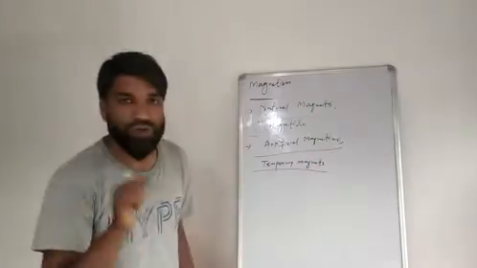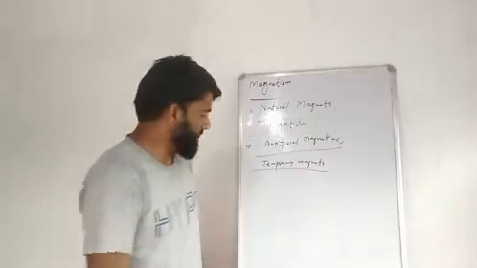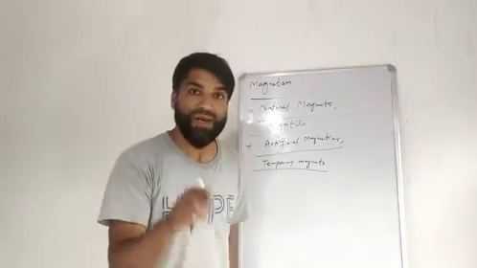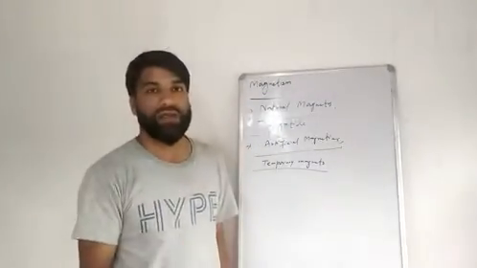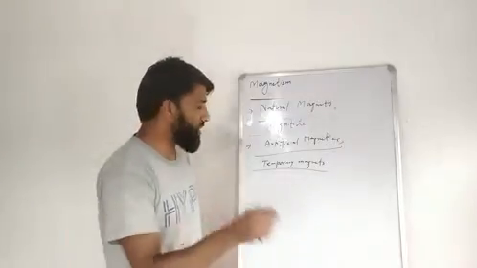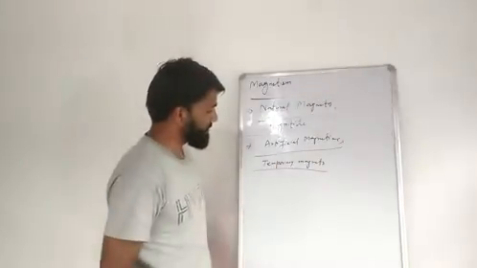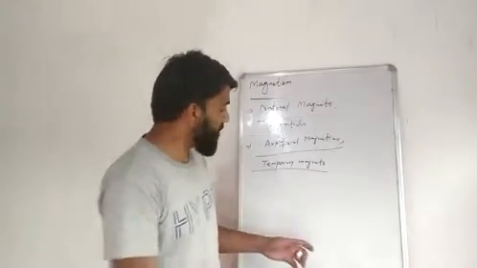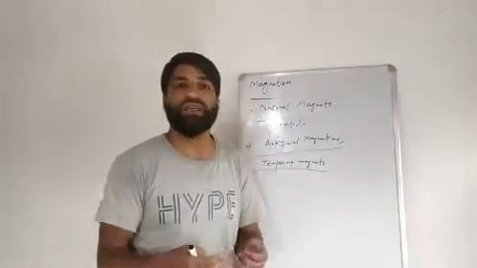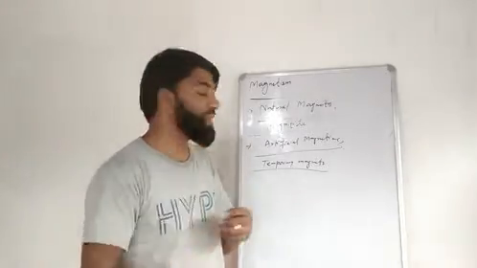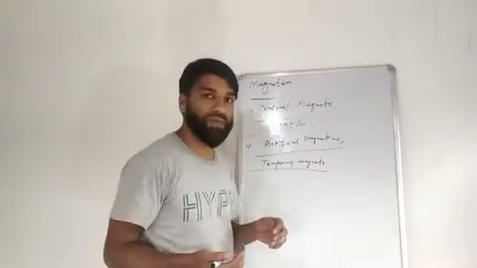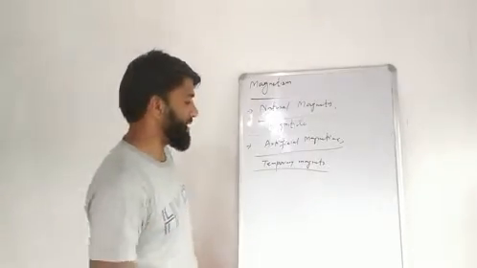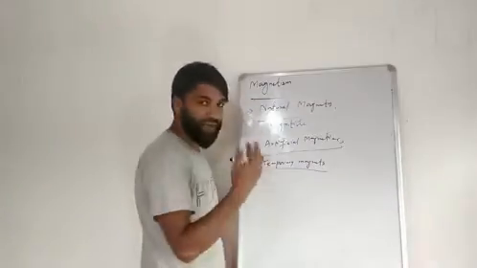Temporary magnets are those magnets which have the property of a magnet, but their property remains only as long as the cause of producing magnetism in them is removed. As long as the magnetic induction, or we can say the cause of producing magnetism, is removed, they will become non-magnetic. They lose their magnetic power.